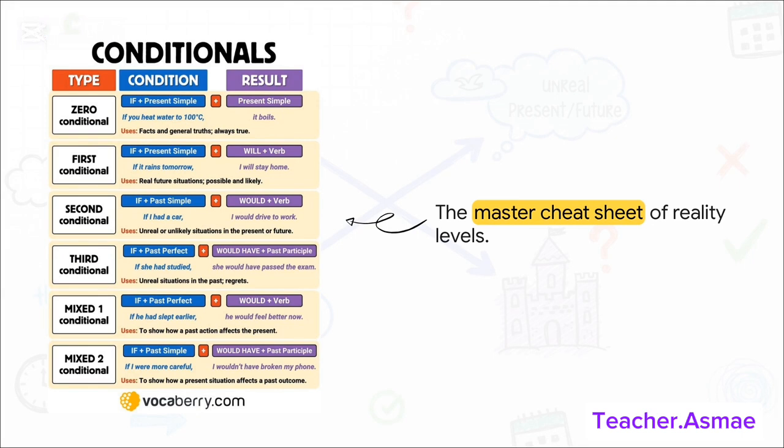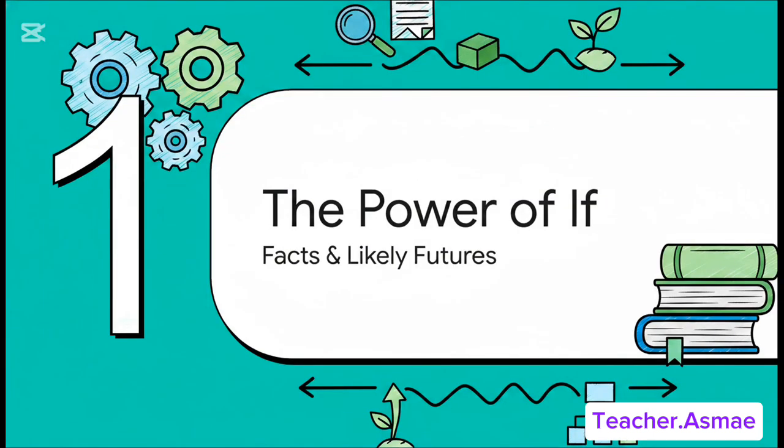And this master cheat sheet brilliantly illustrates exactly what I mean. On the left side, we have the type of conditional, starting from 0 all the way down to mixed conditionals. In the middle, we've got our condition, the if statement. And on the right, we have the result. Notice that little plus sign between them? Yep, that's our math. Over the next few minutes, we're going to literally climb down this chart step by step. We'll start at the very top where things are 100% real and slowly descend all the way down to where things are completely impossible. So, part 1, the power of if, covering facts and likely futures.